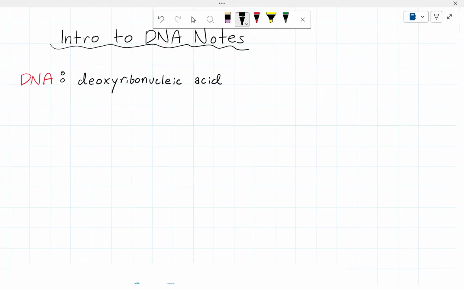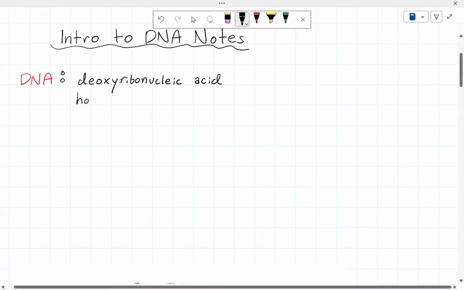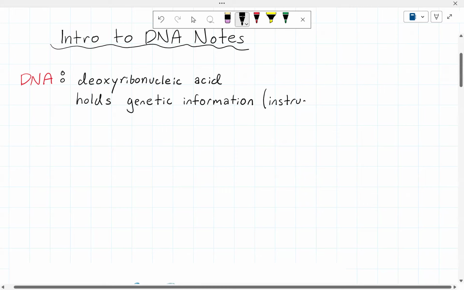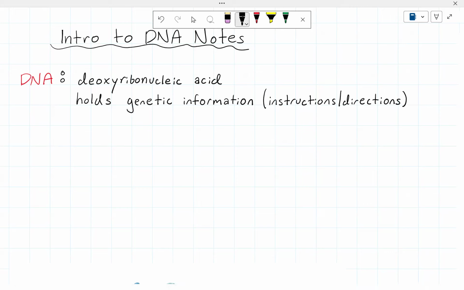DNA is found within every living thing, and its job is to hold the genetic information for every living thing. So every living organism has DNA inside of it. That DNA is like the instruction manual or directions for how to build that living thing. So this is what tells you if you're going to have blue eyes, if you're going to have brown hair, how tall you're going to be. This is where all of that information is going to be stored.